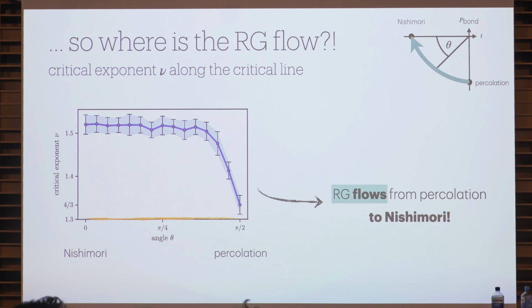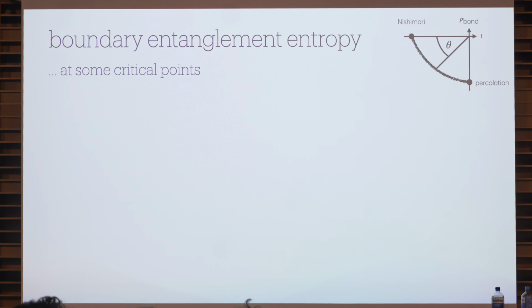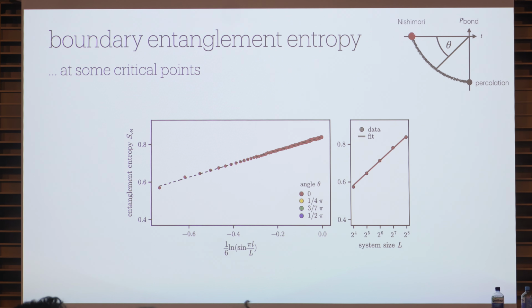Okay, so now let's also talk about the boundary entanglement entropy at some critical points along this line. So let's first look at the Nishimori critical point. And if we plot this, it looks something like that. So the left plot is essentially what I showed you earlier, where we had this entanglement arc. But now I just rescaled the x-axis to collapse this to a straight line, where now the slope of this line is this coefficient c.